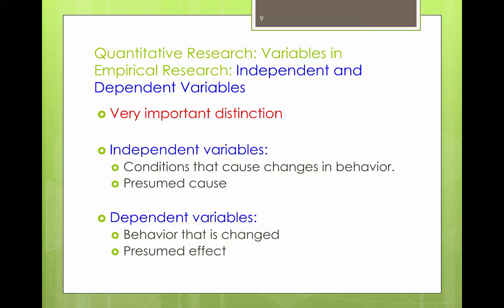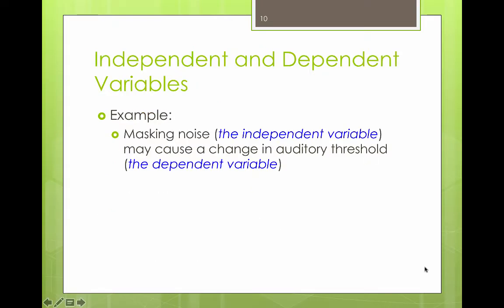In research, there are independent variables and dependent variables, and the distinction between the two is very important. Independent variables are conditions that cause the change in behavior. They are the cause. The dependent variable is the behavior that is changed, or the presumed effect. For example, masking noise as the independent variable may cause a change in auditory threshold, the dependent variable.